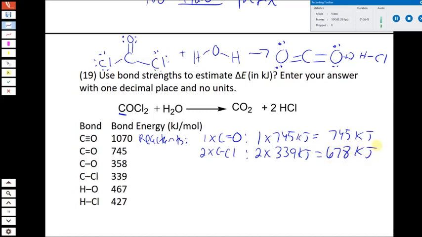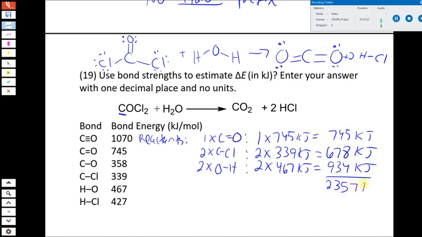And then finally we have water. There's only 1 of them, 1 water molecule, but there's 2 OH bonds. Remember that we have to count individual bonds in this case, not just molecules. So there's 1 molecule of water, but it has 2 individual OH bonds. So we have 2 OH bonds. And that's this number here, 467. So that's 934 for 2 of them. So we add up all 3 of these numbers, 745, 678, and 934, and we find that the sum of the bond energies that are broken on the reactant side is 2357.